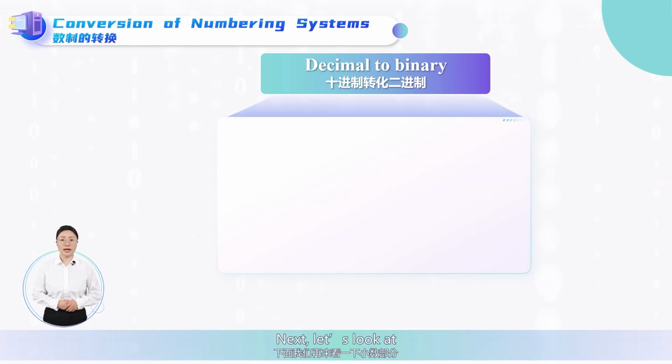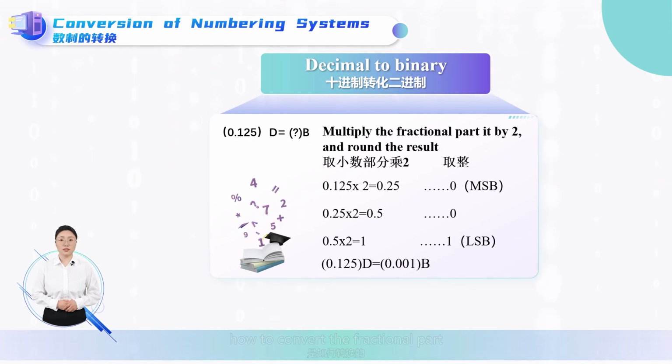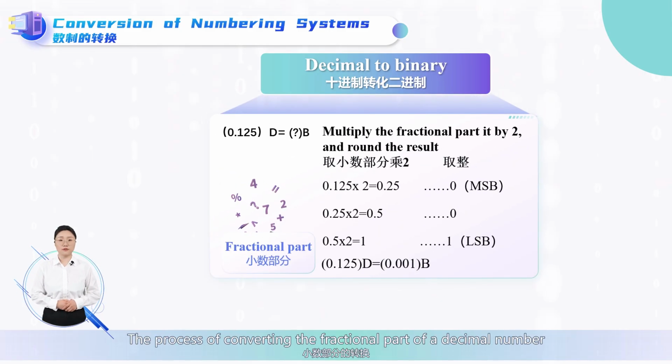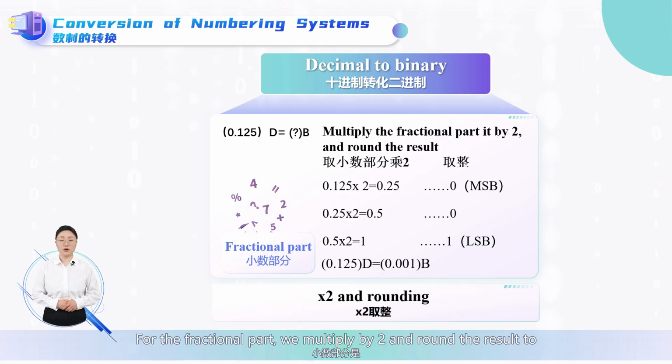Next, let's look at how to convert the fractional part. The process of converting the fractional part of a decimal number to binary is different from the integer part. For the fractional part, we multiply by 2 and round the result to the nearest integer to obtain the next digit in the binary representation.